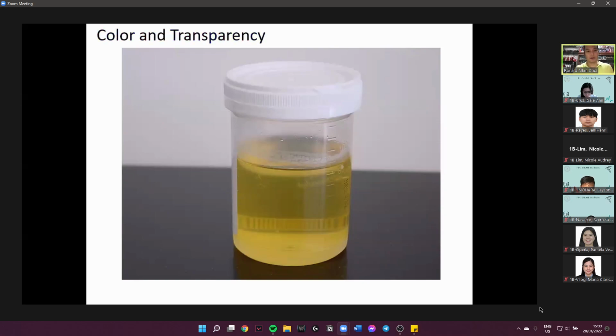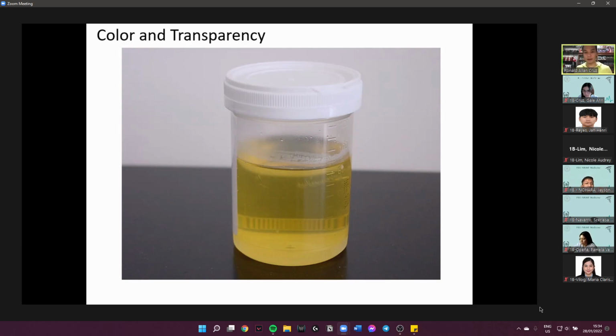Okay, so for assessing color and transparency, no, like for example, if you have this specimen, this is not ideal because if you look at the container, it's a little bit cloudy. So your container ideally should be clear, glass preferably, no? So that you can properly observe for the color. So gaya ng nabanggit ko, color is subjective. It depends on the experience of the individual, no?